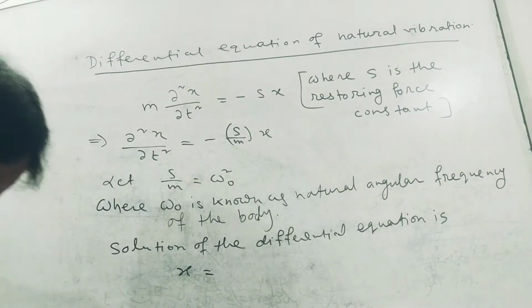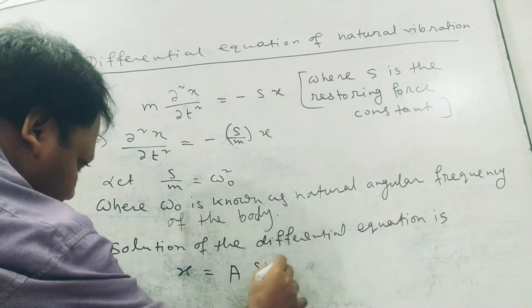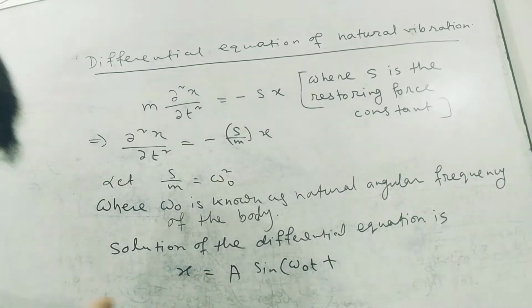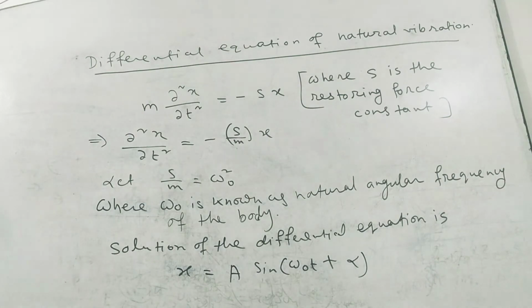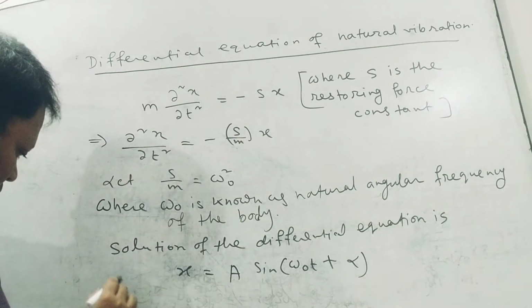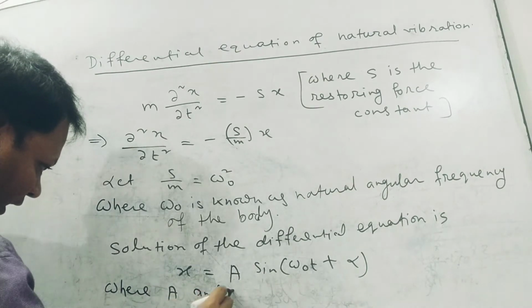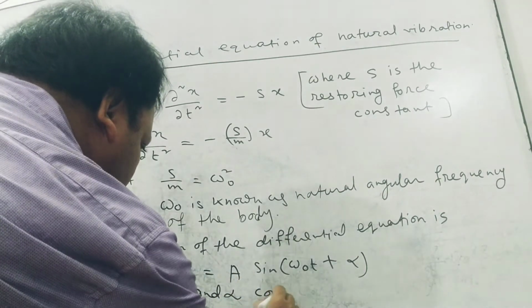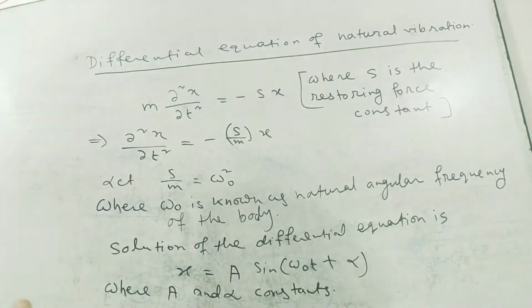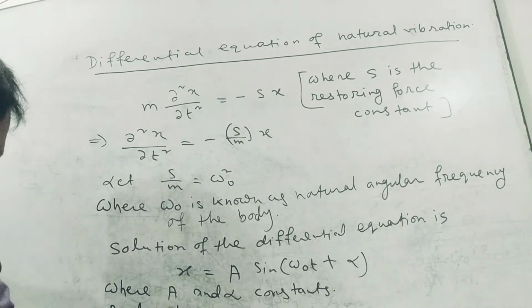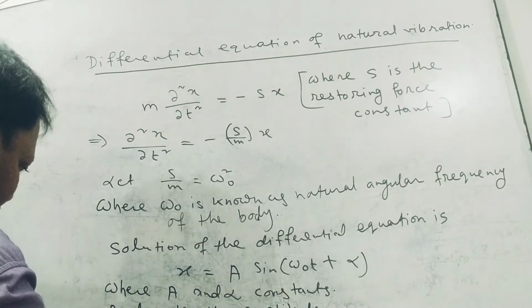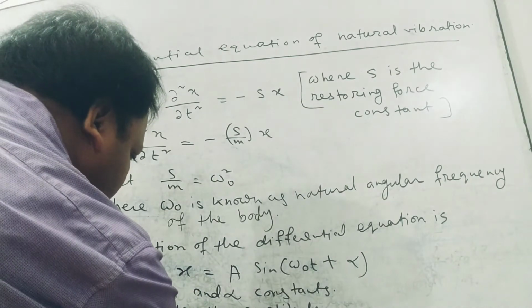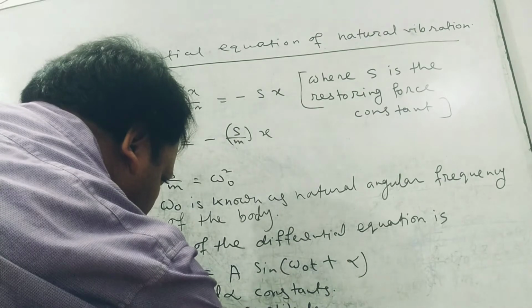x is equal to capital A sine omega 0 t plus alpha, where alpha is the initial phase and A is the amplitude, where A and alpha are constants. A denotes the amplitude and alpha denotes the initial phase of the body.